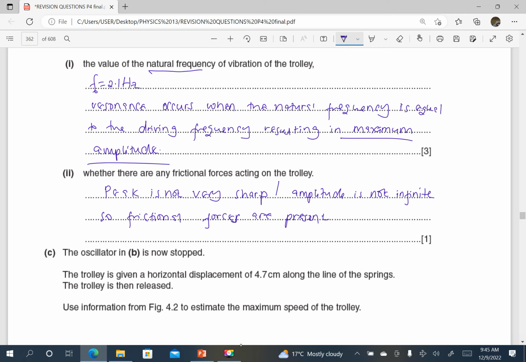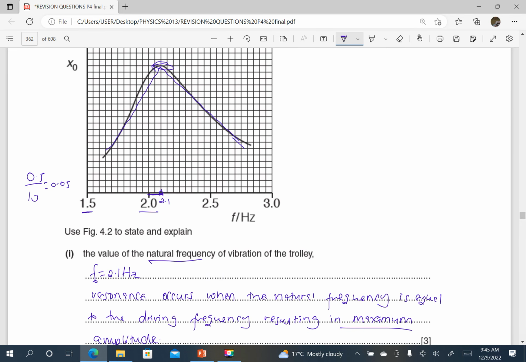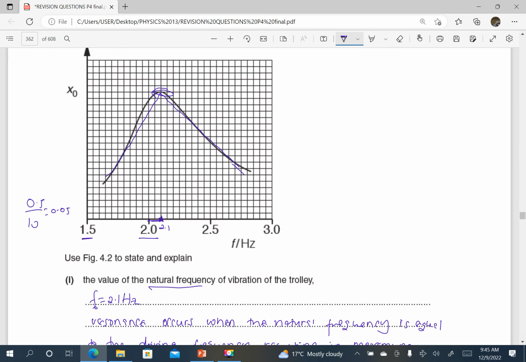Frictional forces are present. That means there is some damping, although it could be light damping. If there was no damping, the amplitude would be infinite. In other words, we shall have just one amplitude here, but you see here there is a range, a small range. So that means the peak is not infinite, or the peak is not very sharp. So the amplitude is taking on such a small range of frequencies.